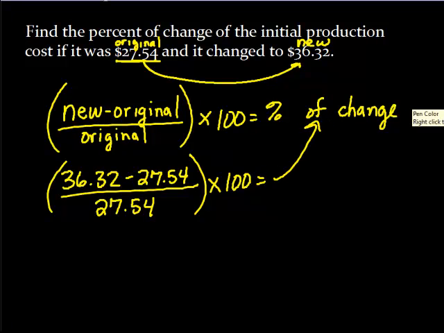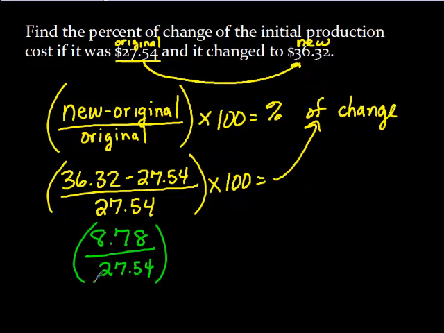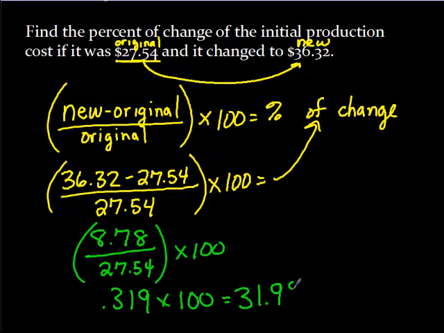First thing we have to do is the subtraction. So we do 36.32 minus 27.54, we get 8.78. This is divided by 27.54, which is multiplied by 100. When we do 8.78 divided by 27.54, we get 0.319. We multiply this by 100, and we get 31.9%, which happens to be our percent of change. So we found what we wanted. If we take 31.9% of 27.54 and add that to 27.54, we would end up with 36.32.